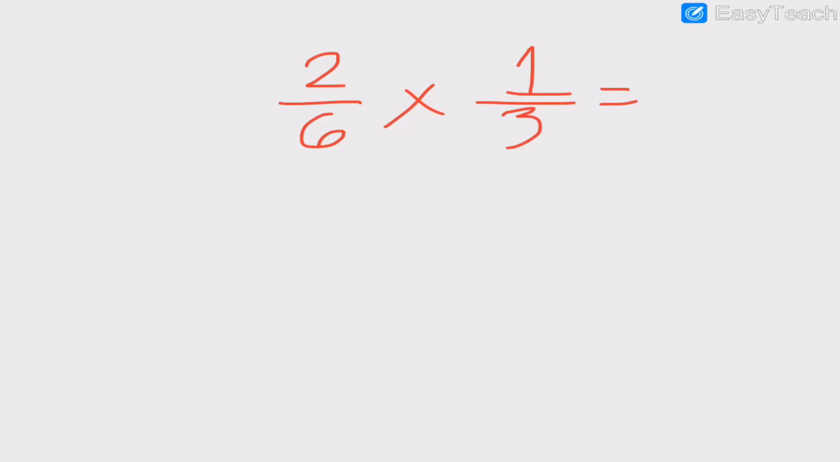So let's try 2/6 times 1/3. Same procedure applies. Numerator to numerator, denominator to denominator. 2 times 1, that is 2. That would be 6 times 3, that would be 18. Therefore, the answer is 1/9.